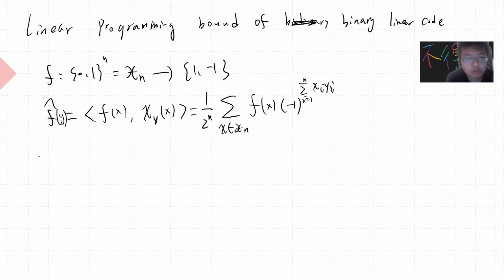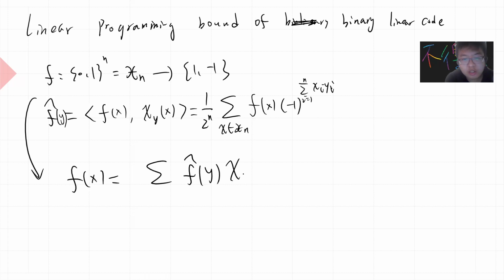Previously I proved that these characters form an orthonormal basis, so you can easily write f(x) as a summation of f hat of y times the character chi_y(x). Chi_y is defined by this, with the sum over all y, where y is also in the Hamming space.